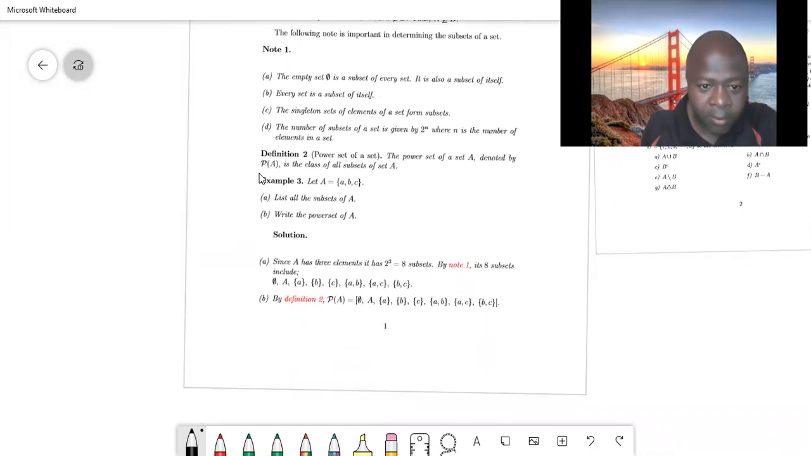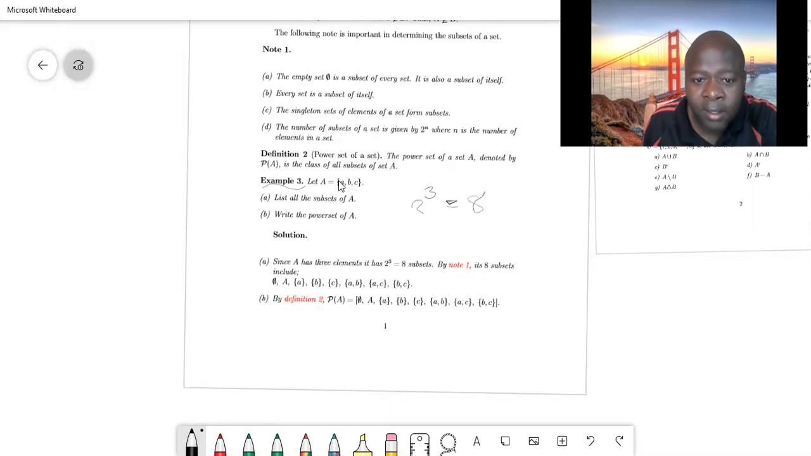Let's look at this Example 3. Given a set A that contains elements a, b, and c, we are asked to, one, list all the subsets, and two, write the power set of set A. Listing the subsets is very easy. We are supposed to know first of all that we have 8 subsets, not 3. There are 8 subsets, because the number of subsets, as we've seen above, is 2 raised to the number of elements, and this set has 3 elements, so this will be 8 subsets.